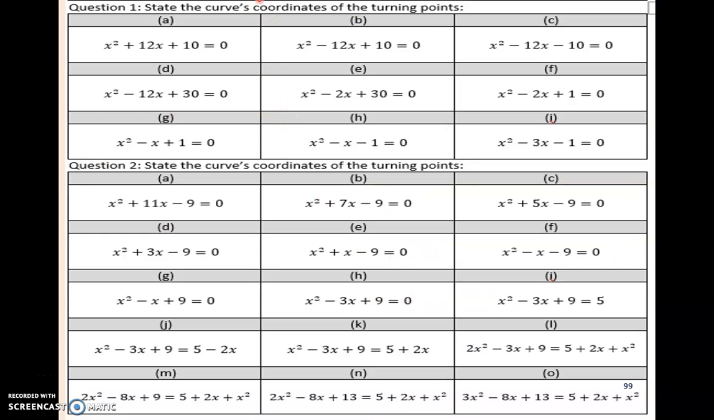So now I want you to spend 10 minutes stating the curve's coordinates of the turning points for all of these problems. Remember to use the examples that we've done in the I do and the we do to model how you're going to tackle these. Be careful and take your time with these. These are tricky questions, but very satisfying.